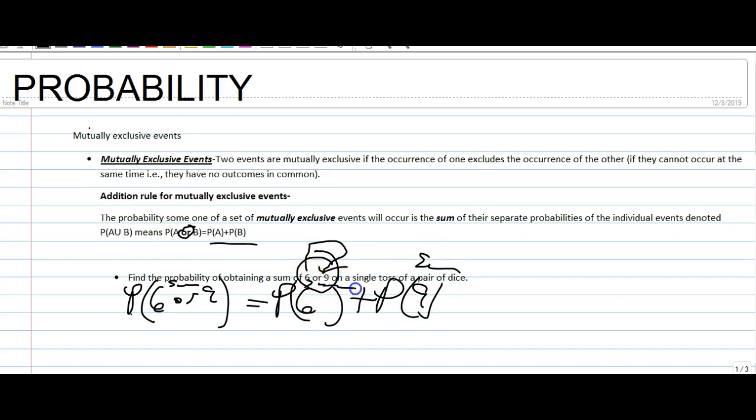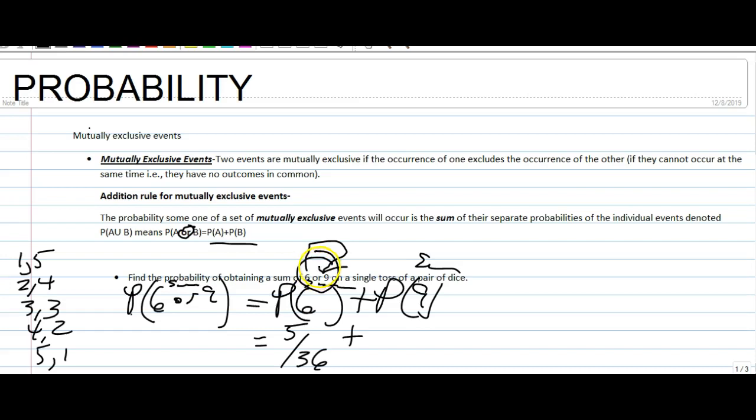So I need to determine the number of ways that I can obtain a 6. So again, I'm going to write those systematically. 1 and a 5, 2 and a 4, 3 and a 3, a 4 and a 2, and a 5 and a 1. So I have 5 chances for success out of 36. Remember, when I toss a pair of dice, I have 6 possibilities on one and 6 possibilities on the other.